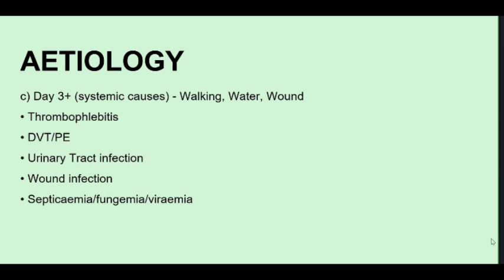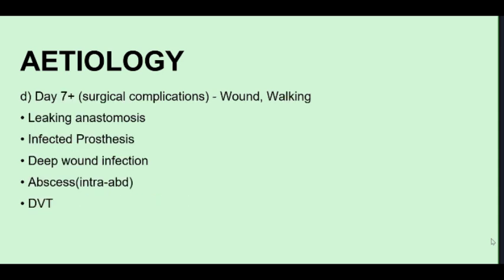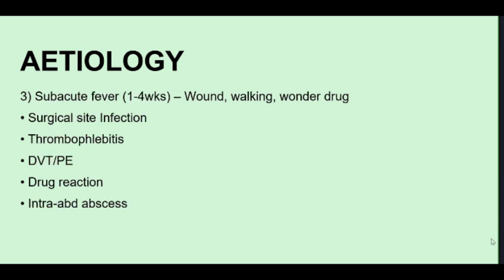Urinary tract infections, however it is advised that the catheter is removed as soon as possible. Wound infections, septicemia, fungemia, and viremia. Day 7, that is at day 7, also looking at surgical complications, which will include wound and walking. Here we're looking at leaking anastomosis, post-XLAP, infected prosthesis, deep wound infections, abscesses, especially intra-abdominal abscesses, and still deep vein thrombosis. For subacute fever, which is fever occurring between week 1 and week 4, we're looking at here wound, walking, and wonder drug.